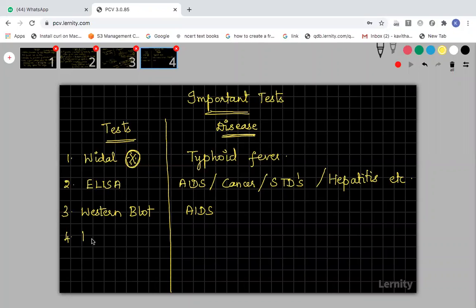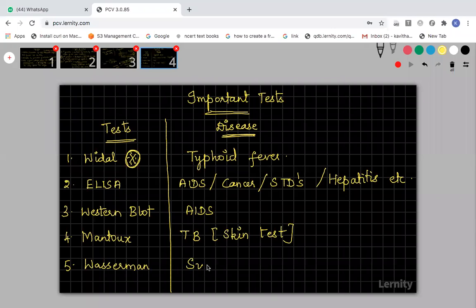Then the fourth one is the Mantoux test. This Mantoux test is mainly done for tuberculosis, TB. It is done on your skin. It is a skin test. And the fifth one, the Wassermann test. This Wassermann test is carried out for syphilis. Again, this is also a sexually transmitted disease caused by the bacterium Treponema pallidum. So you just complete this.